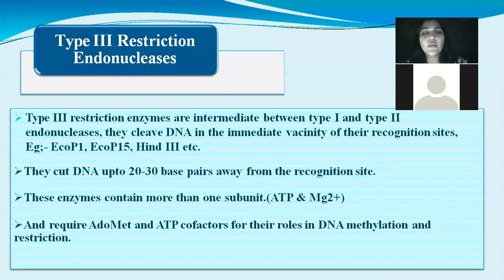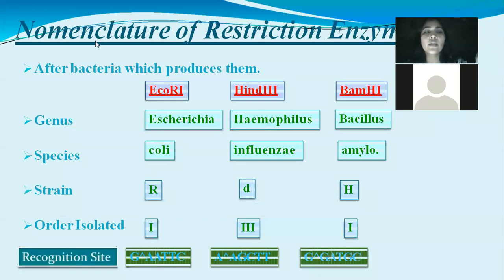Then moving on, how exactly do you name a particular restriction enzyme? Nomenclature of restriction enzyme is after the bacteria which produce them. Let us look at EcoRI, how it is named. Genus is Escherichia, species is coli, hence Eco, right? Strain is R, and the order in which it was isolated: this was the first one isolated, hence the name 1. So EcoRI.